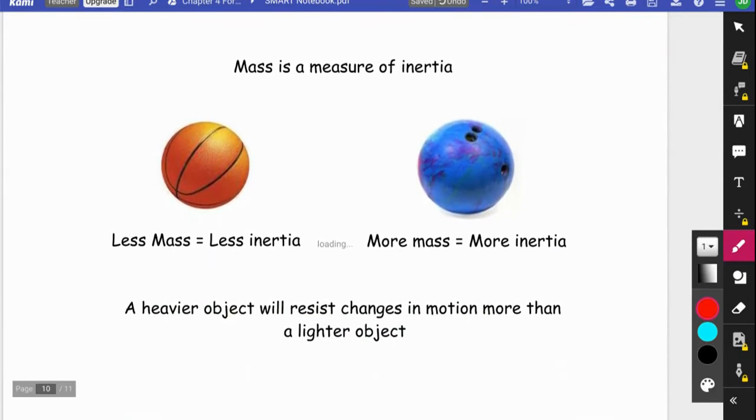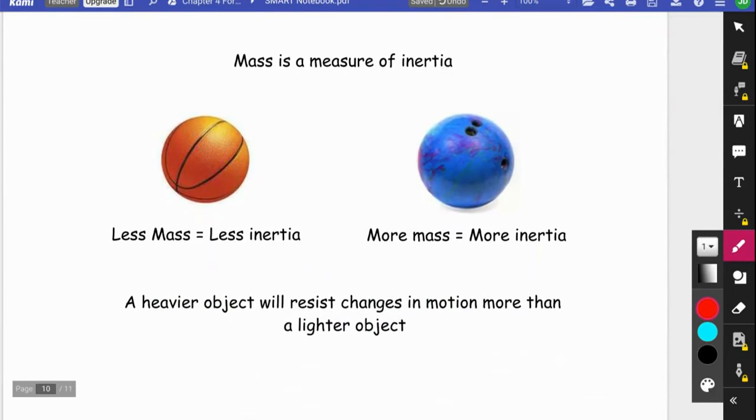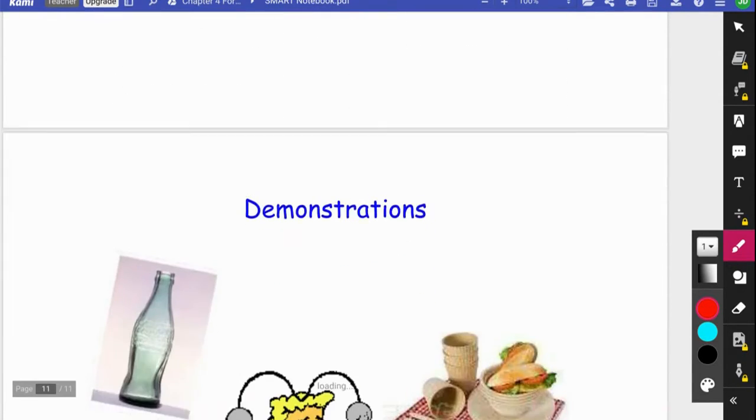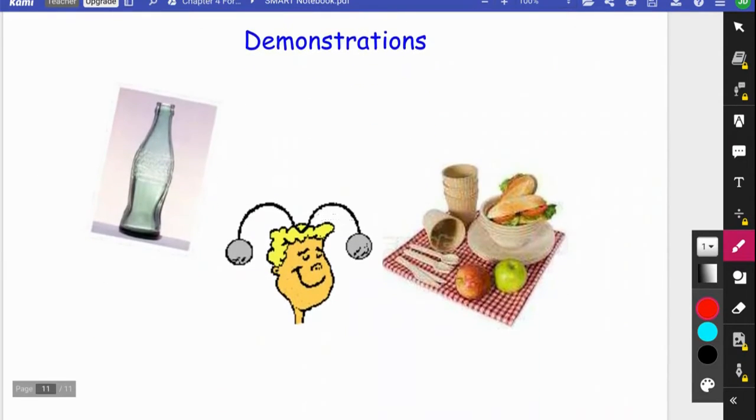So like I said before, mass is a measure of inertia. More mass, more inertia; less mass, less inertia. So heavier objects require more force. They resist the change in motion a little bit more than lighter objects do. Now, the law of inertia brings up a lot of cool examples, cool fun demonstrations.